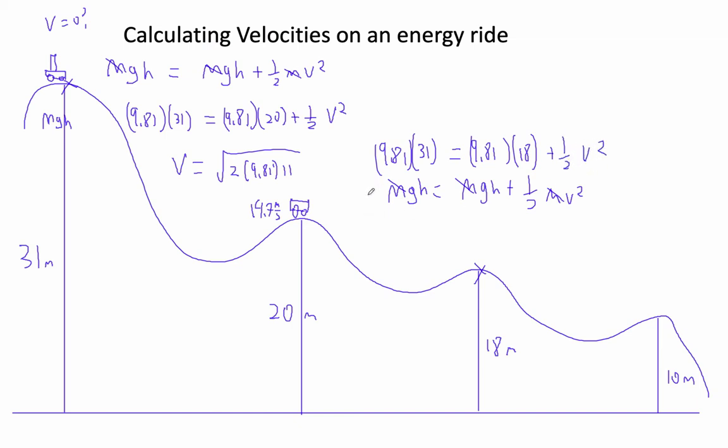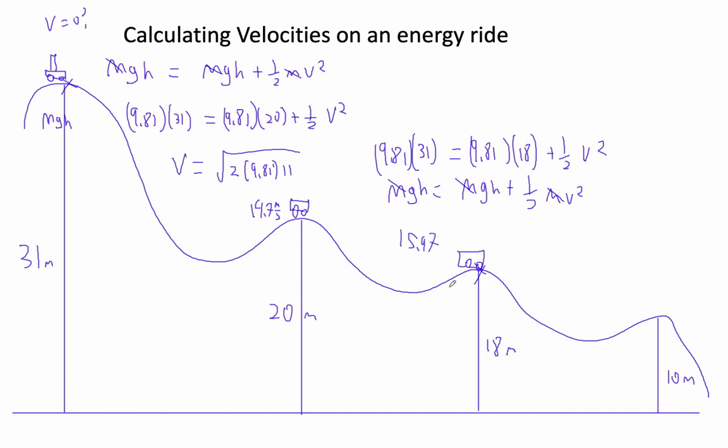Okay, so let's see. 9.81 times 31 minus 9.81 times 18, times 2, raised to the 0.5 is 15.97. That's how fast it'd be going here, right?